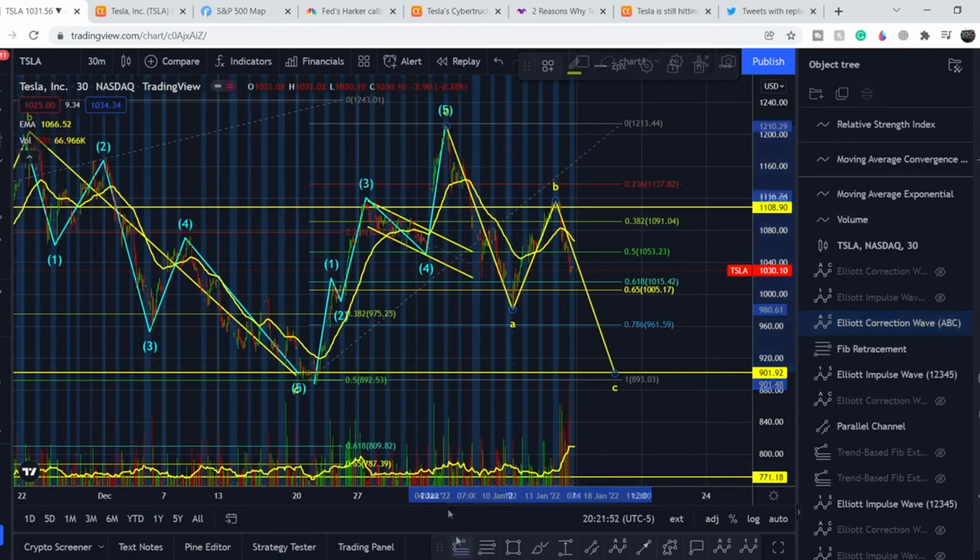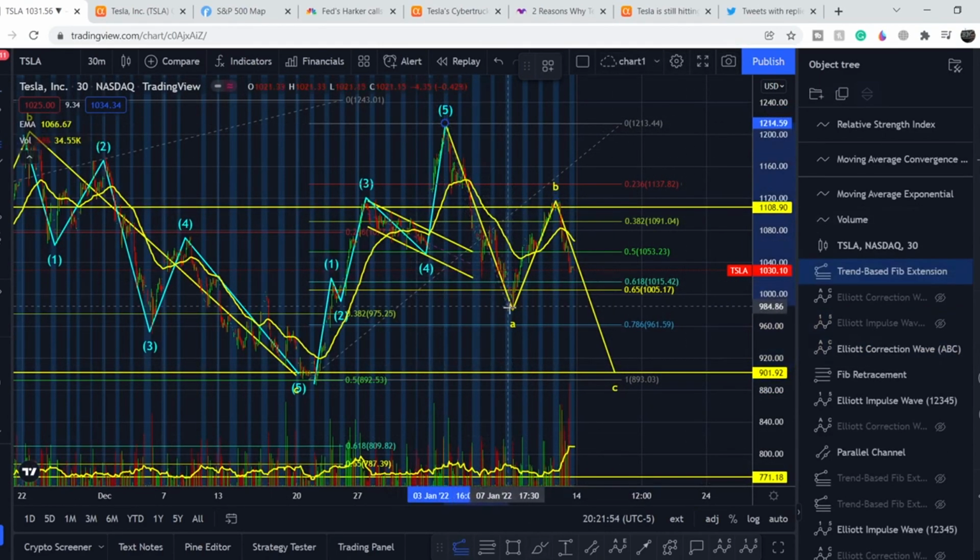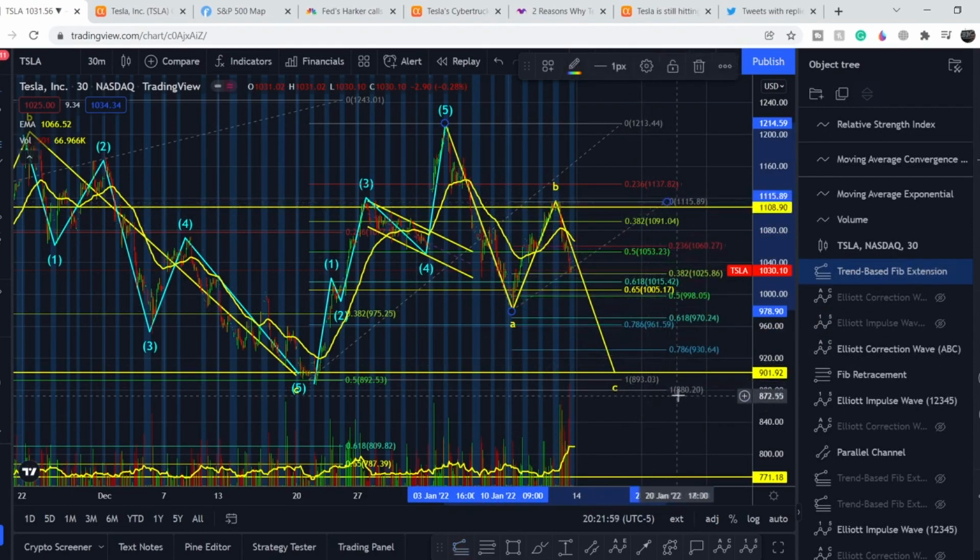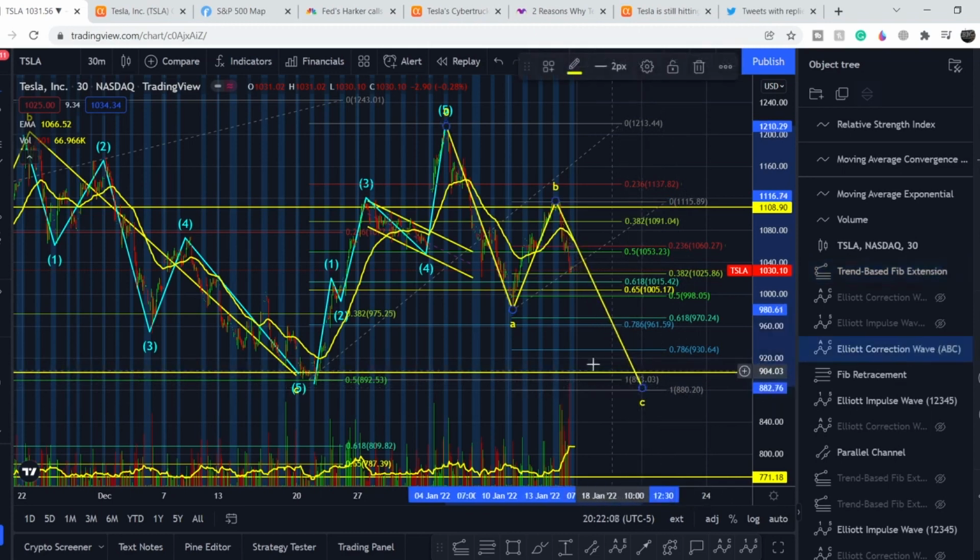And if I measure the length of the A wave and compare it with the length of the C wave, we have this range of $880 as a one-to-one extension, and it is the most common extension of the C wave compared to A. This means we might land right here, and if we have huge volume in this movement to the downside, and if we break this range of support with increasing volume, this means we might see lower price targets. So what should we expect on a greater scale?